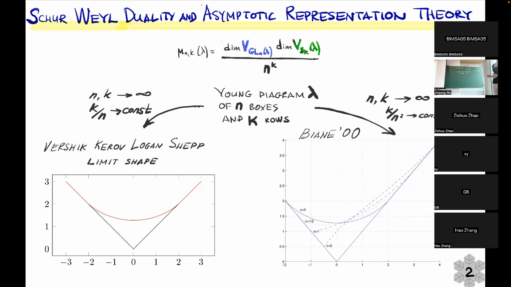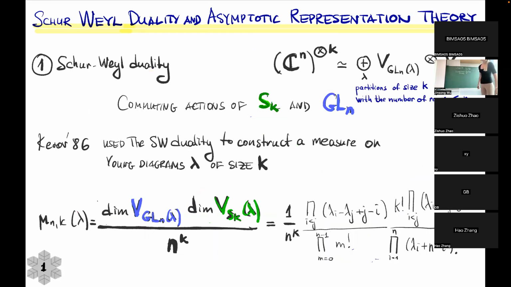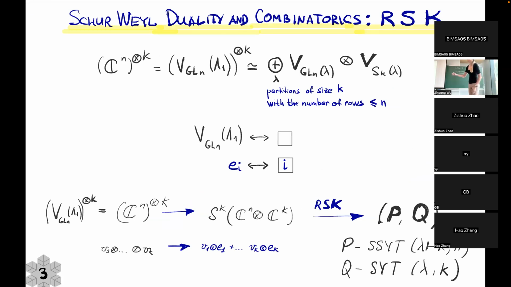So this is just some introduction of the scope of the problems that asymptotic representation theory, well, in St. Petersburg, also has dealt with.